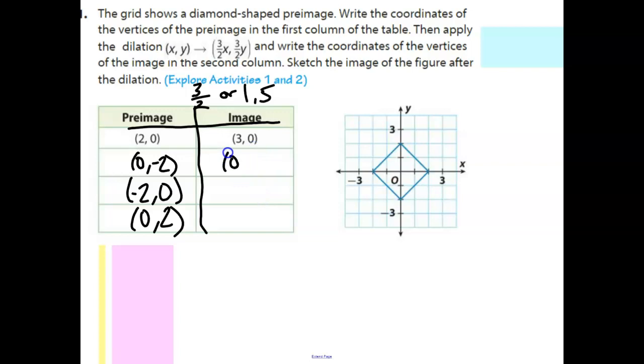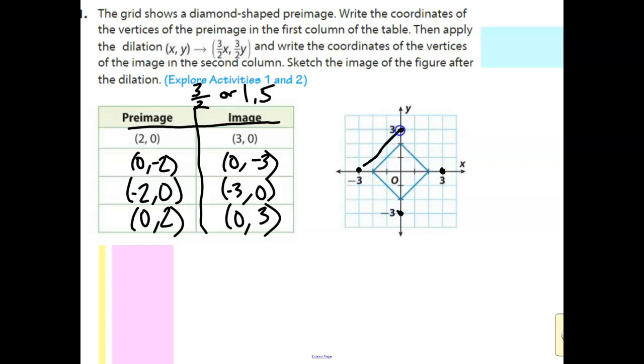So the 0 is not going to change, right? But negative 2 times 1.5 is going to be negative 3. Same deal over here. And 2 times 1.5 is going to be 3. So there's all that. And then I'm going to graph it. So 3, 0 is going to be here. 0, negative 3, negative 3, 0, and 0, negative 3.